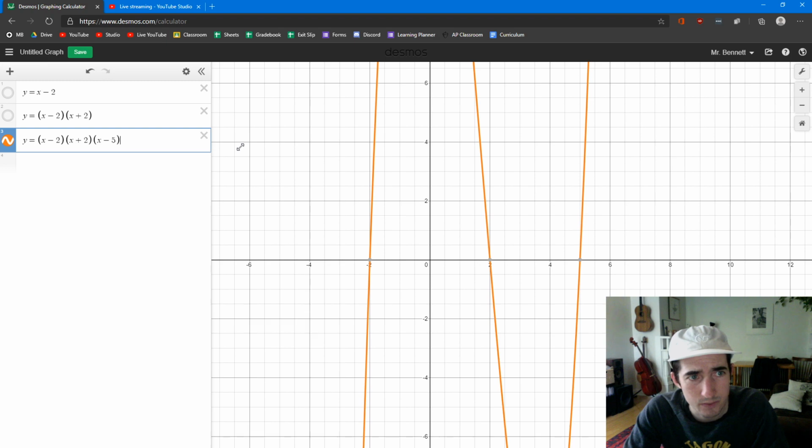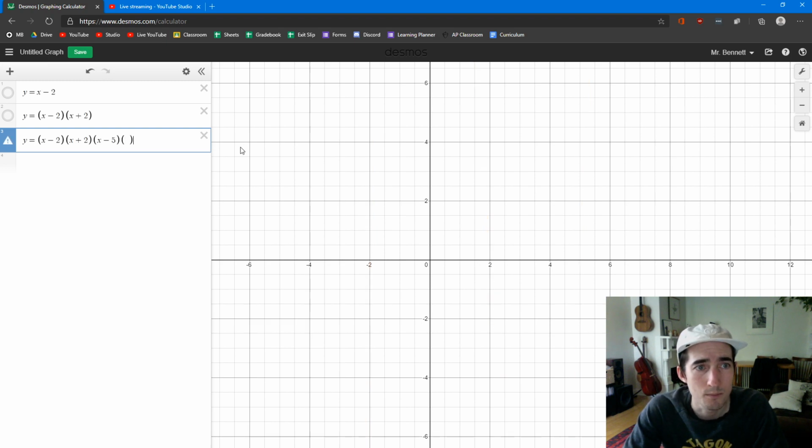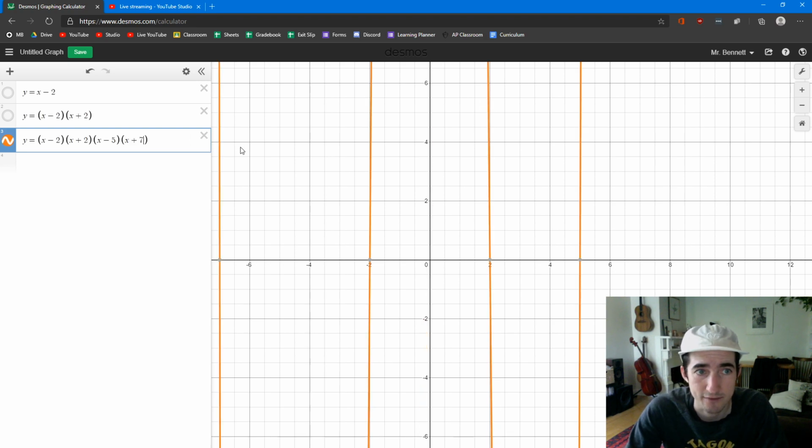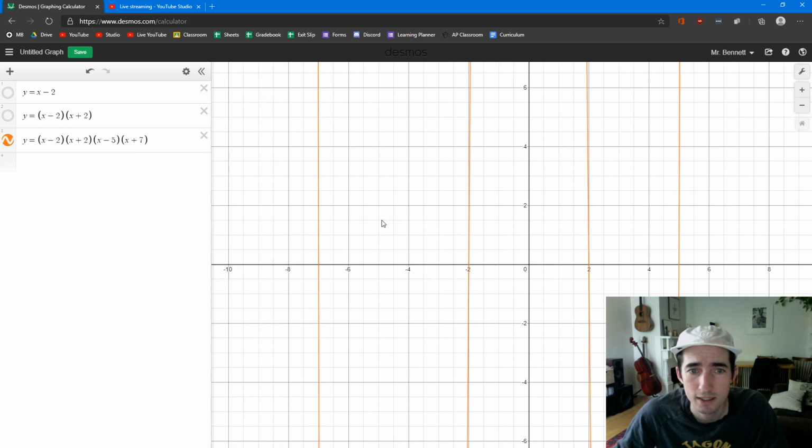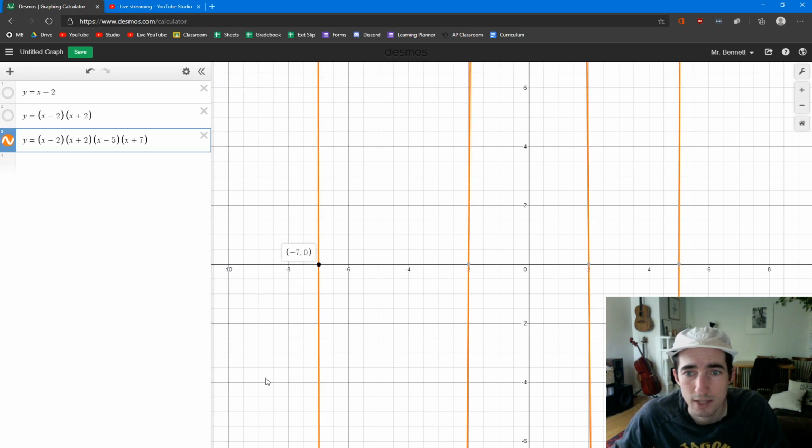And what we can do is we can keep adding more and more of these linear factors. That's what we call them, a linear factor, because it is a factor of the polynomial and it is linear because it is a single line. So if I were to take, I don't know, x plus 7, well then now over here we're going to have a root at -7.